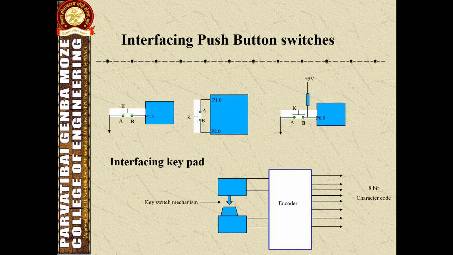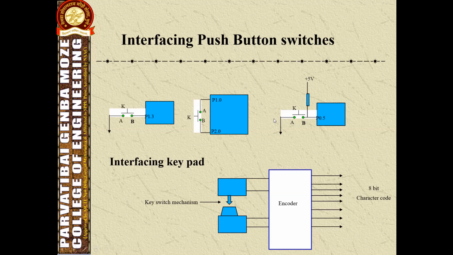The push button can also be connected to port 0, as seen in this figure. The figure shows the push button connected to port 0, and we have to connect the external 10 kilo ohm resistor at the terminal B.